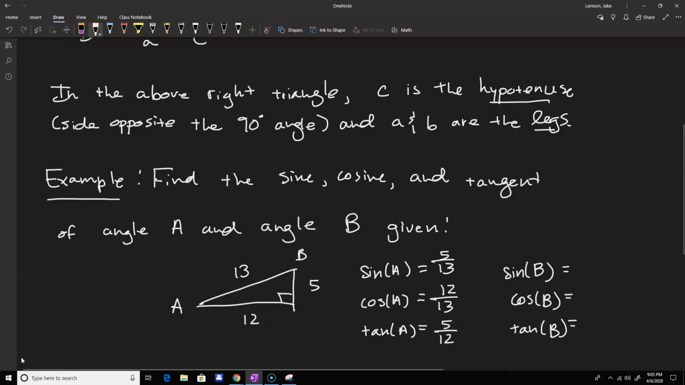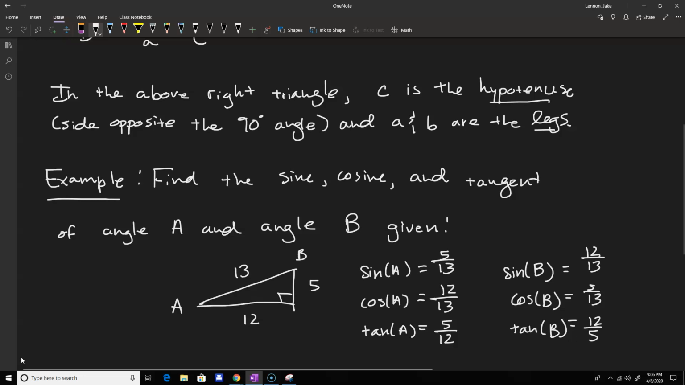Okay, now B, what's going to happen? Well, things are going to change because now suppose we're standing at the vertex B, that angle. Now the hypotenuse is unchanged. The hypotenuse is still 13, but the opposite side now becomes 12, and the adjacent side that forms the angle of B with the hypotenuse is 5. So if we're looking at the sine of B, the opposite side is now 12. So we have 12 over 13 for the sine of B. The cosine of B would be the adjacent side 5 over the hypotenuse 13, and the tangent of B would be the opposite side 12 divided by the adjacent side 5.